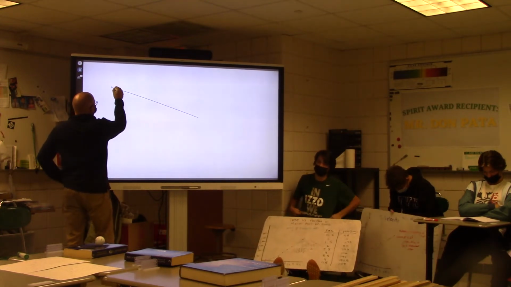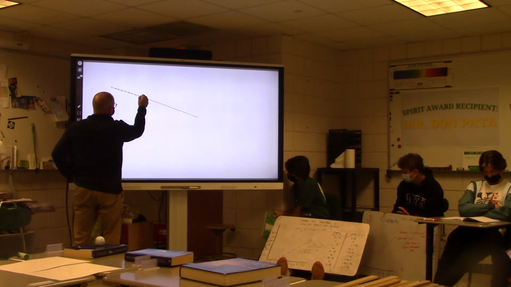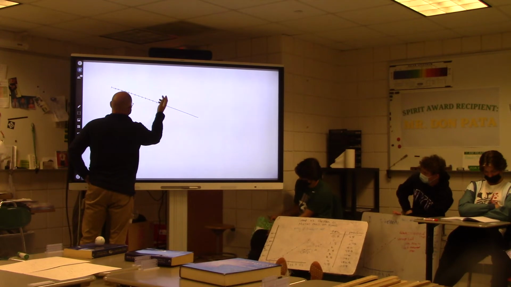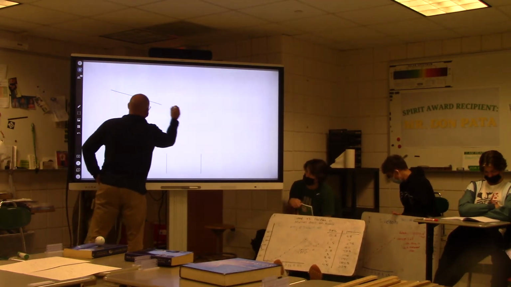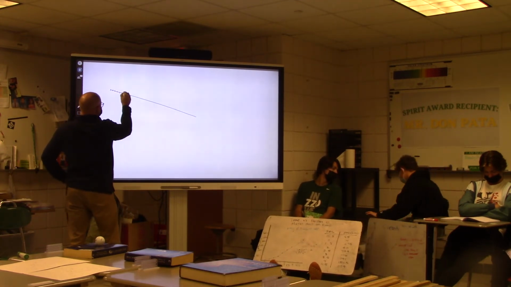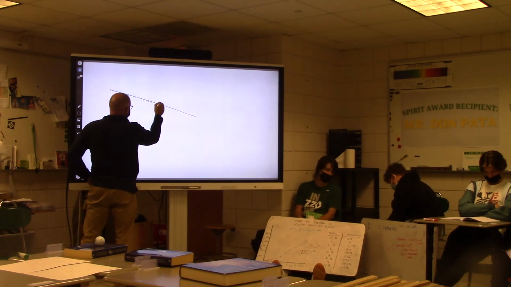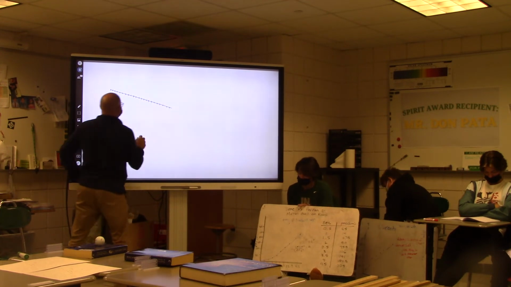So 0, 10, 20, 30, 40, 50, 60, 70, 80, 90, 100, and so on up to 200, 210, 220. Oh, I literally just changed my numbering system halfway through.